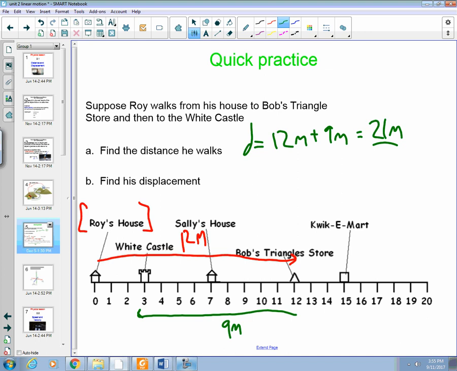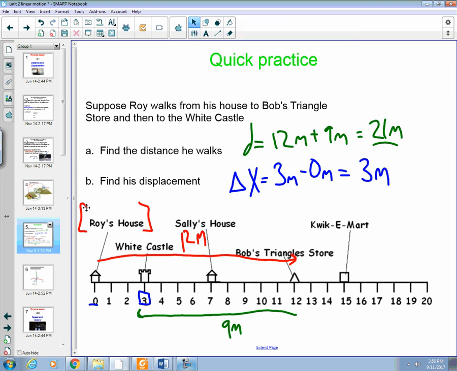However, displacement-wise, we started here. This was our initial position, 0. Our final position is only 3. So if we look at our formula here, final position, 3, minus our initial position, 0, delta x is only 3 meters. Not as impressive. Big difference between displacement and distance.